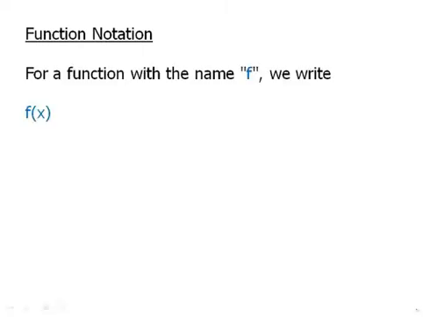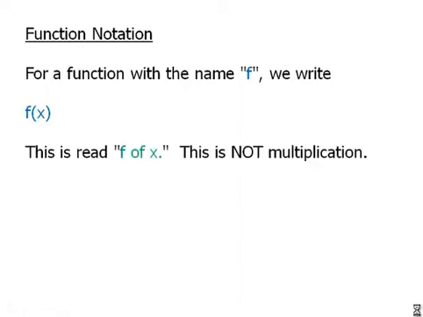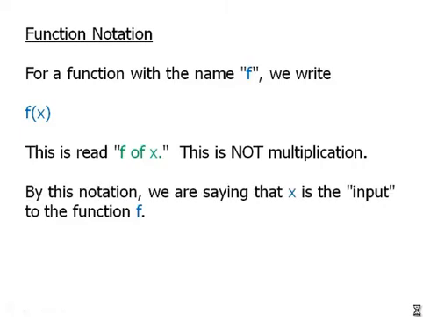So function notation, for a function with the name f, we write it this way. We write f and then we write the x in parentheses. This is read f of x. And this is not multiplication. We're not taking a number f and multiplying by the number x. F is technically what's called an operator. It is performing an operation on x. By this notation, we're saying that x is the input to the function f.